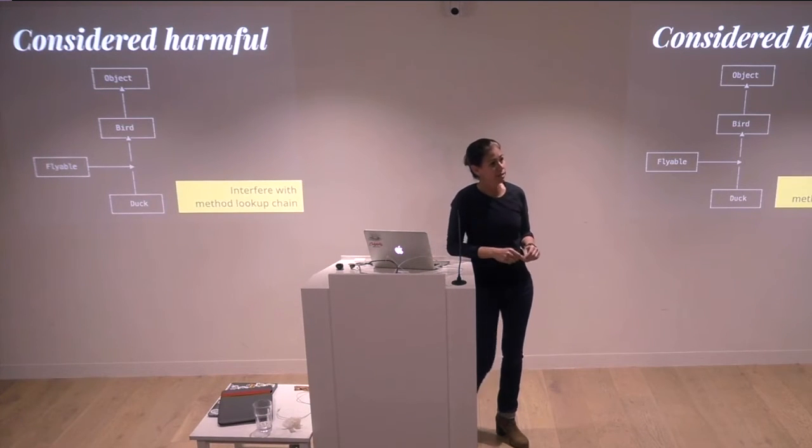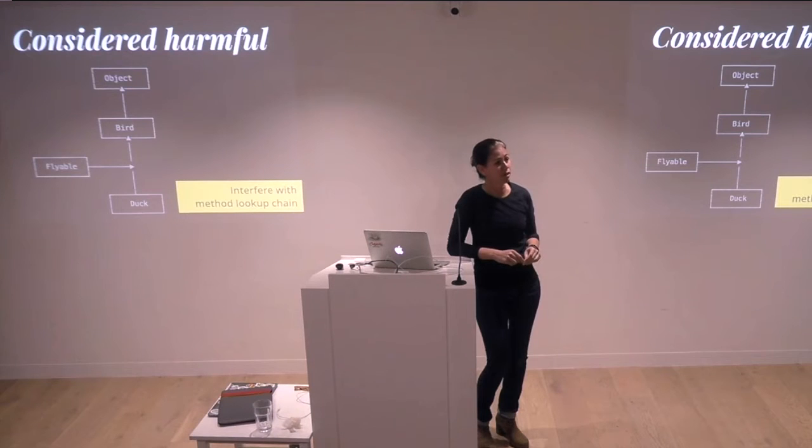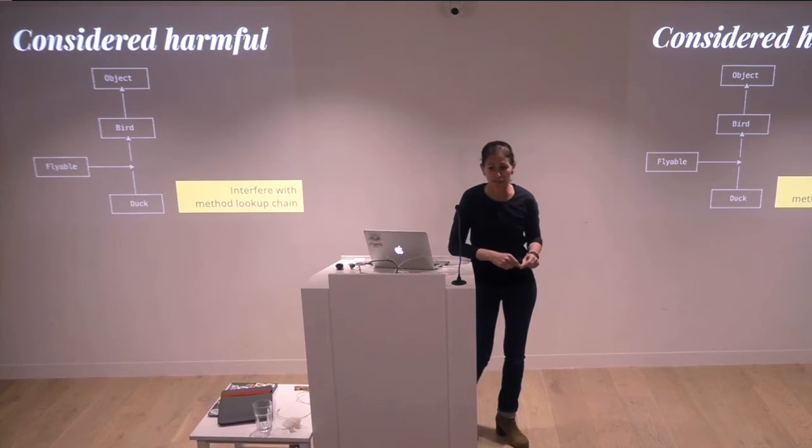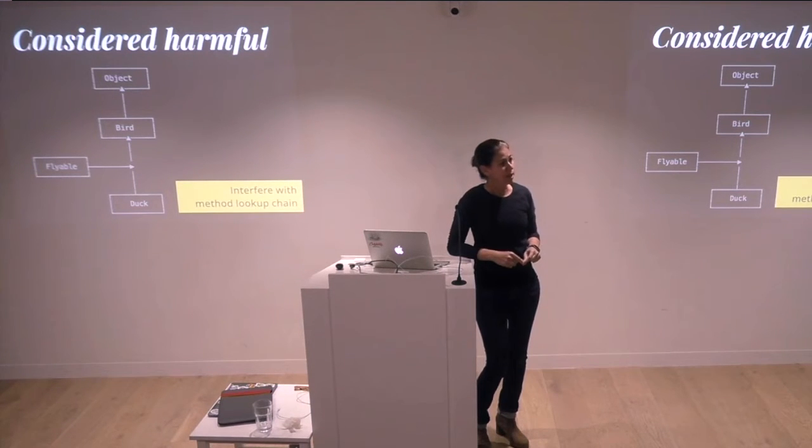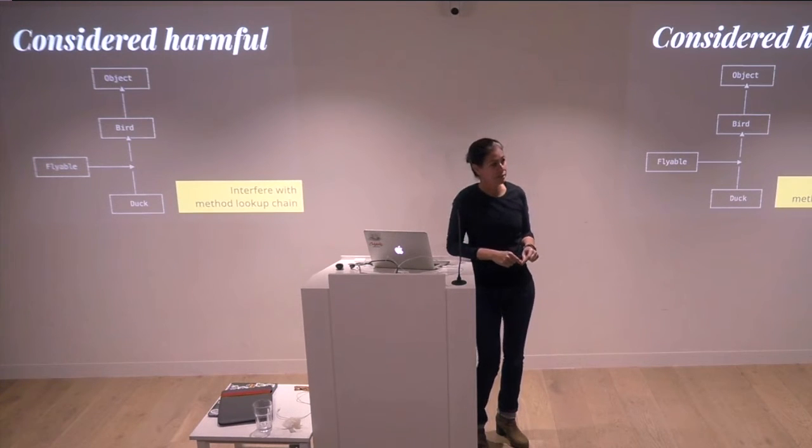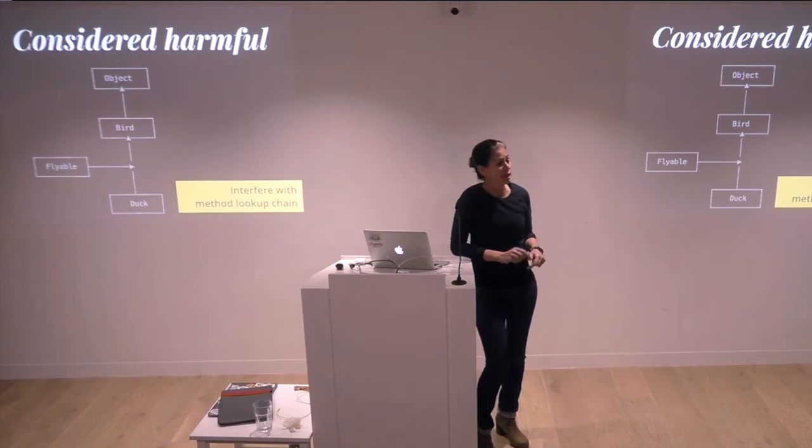Mixins, as I said again, interfere with the method lookup chain. Now, this is about the Ruby object model and how objects find the methods defined on them. Again, a topic for another talk, if any of the newbies want to cover that. So in this case, we have a duck. We injected Flyable into Duck, but its superclass is Bird, and the superclass of Bird is Object.